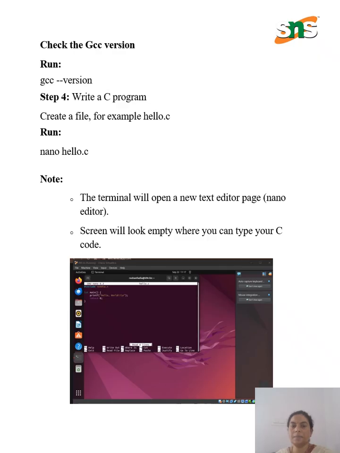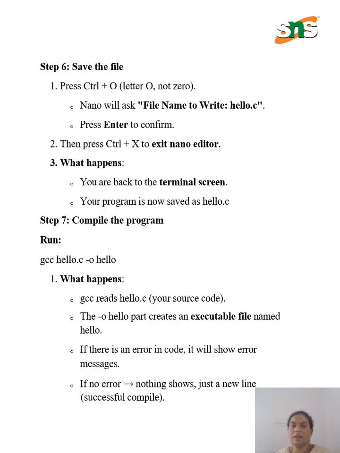Then the terminal will open a new text editor page, and the screen will look empty, where you can type your C program. For saving the file, we have to use the shortcut key, and then it will write the hello world.c. Then we have to press Enter for confirming it, and then press Ctrl plus X to exit the nano editor. Once it is done, you will be back on the terminal screen, and the program is now saved as hello.c. So the program has been saved on the VirtualBox.